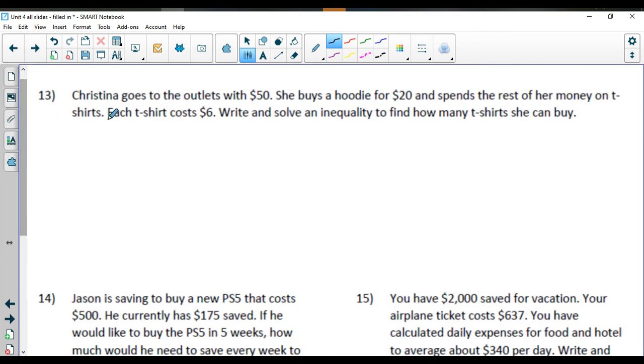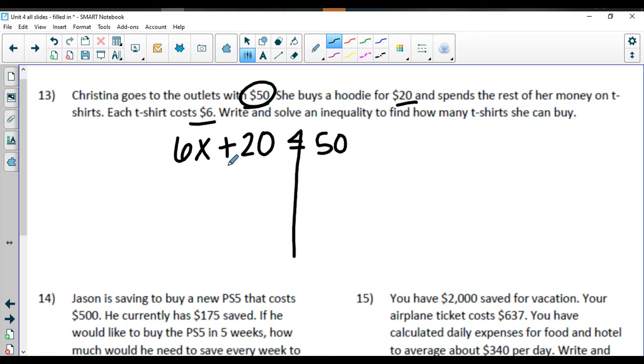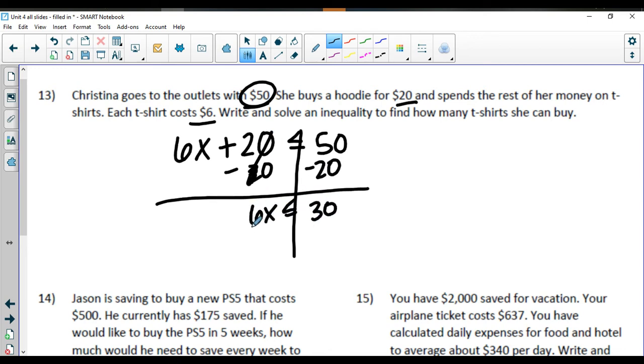For number 13, Christina goes to the outlets with $50. She buys a hoodie for $20 and spends the rest of her money on t-shirts. Each t-shirt costs $6. 6 is going to get my x, and then she also spends the $20. So these are all things that she's buying, and she only has $50. So she is limited. Her total has to come in at less than or equal to 50 as a result. So I'm going to go ahead and subtract 20 on both sides. 6x is less than or equal to 30. Dividing through by 6, x is less than or equal to 5. So she can get 5 or less t-shirts.